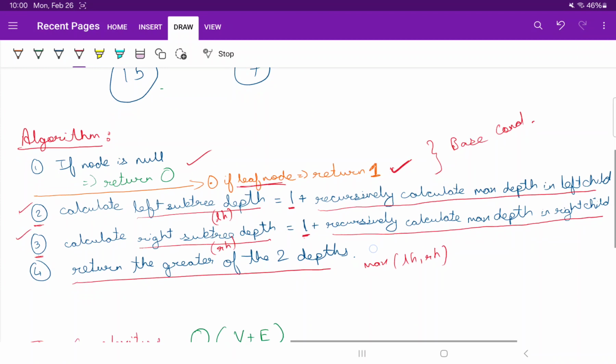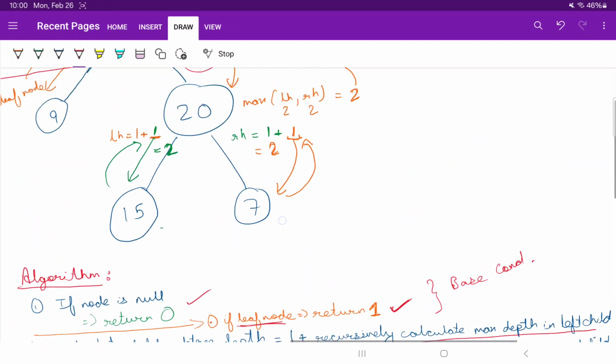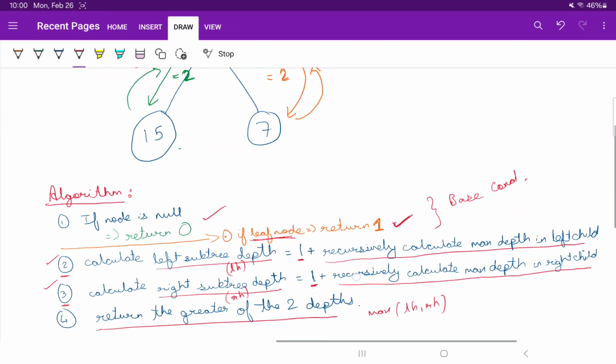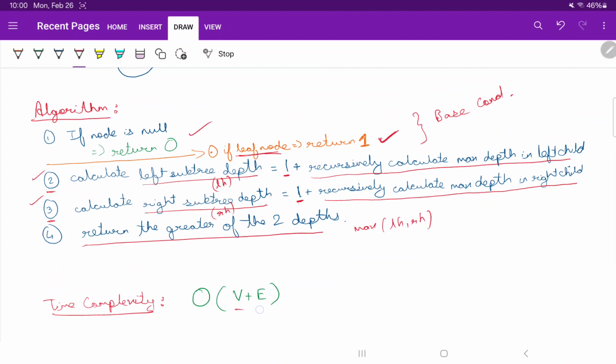Now let's look at the time complexity of the algorithm. Since in DFS we make sure that we only visit every edge and every vertex once and not repeat that, the complexity of this algorithm is O of V plus E, where V is the number of vertices and E represents the number of edges. And this is the time complexity of the algorithm for this question.